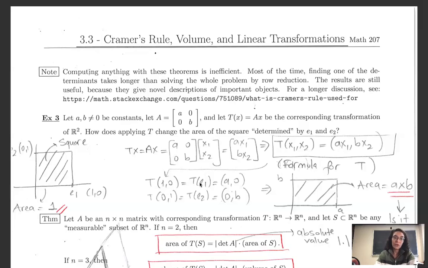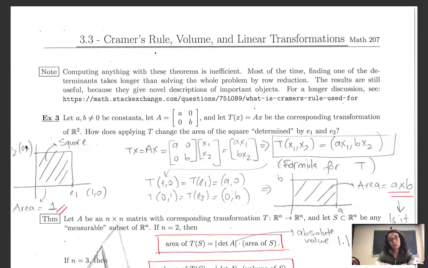If you look at e1, which is (1, 0), the image of (1, 0) under T will be (a, 0). So this vector is taken to this vector (a, 0). And a doesn't have to be 1 here, because we just take them as non-zero constants and actually assume that a and b are not 0. That would be better.